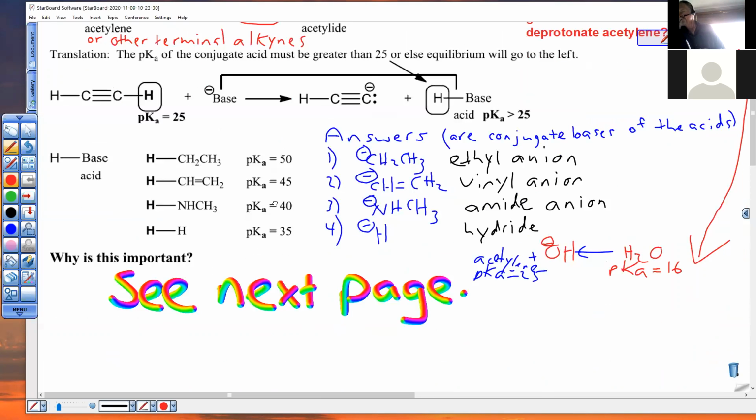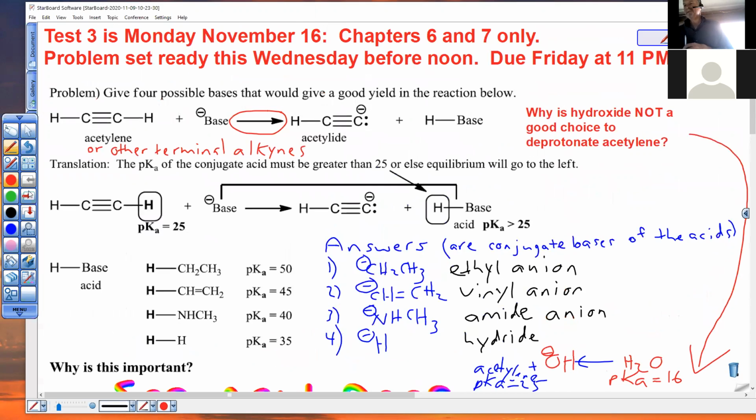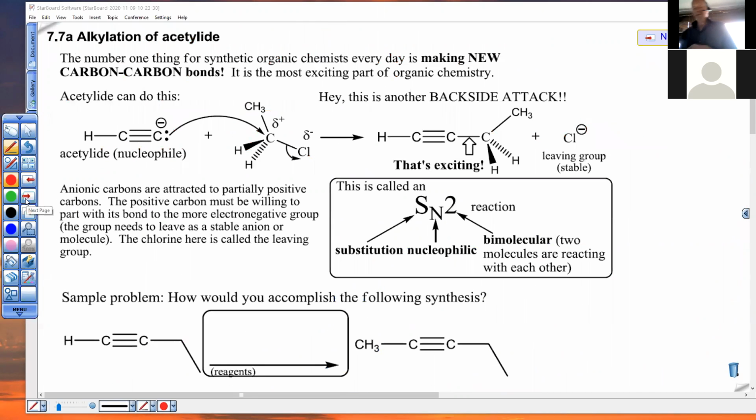And a little motivation, why is this so important? And the answer, I'll leave you hanging. See the next page. And here's the next page. Let's let it sink in for a second. Straight from the textbook here.